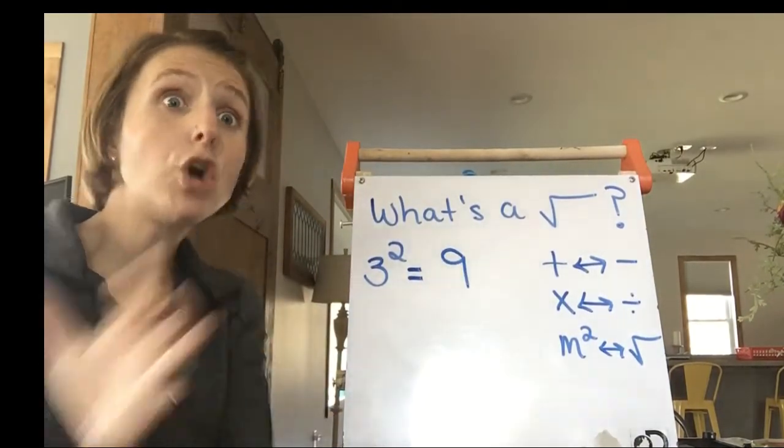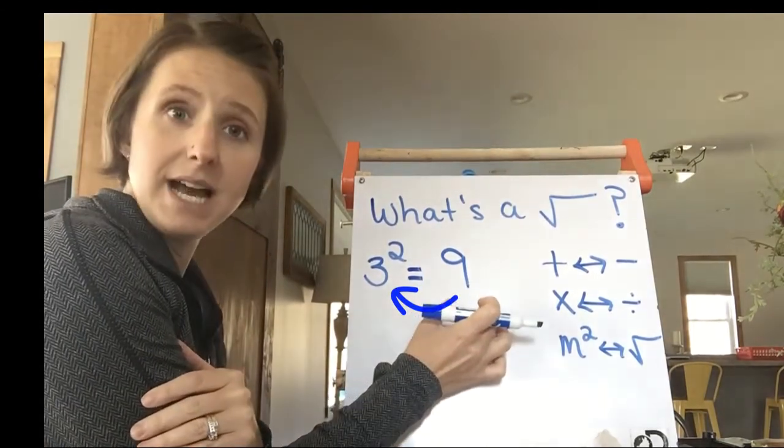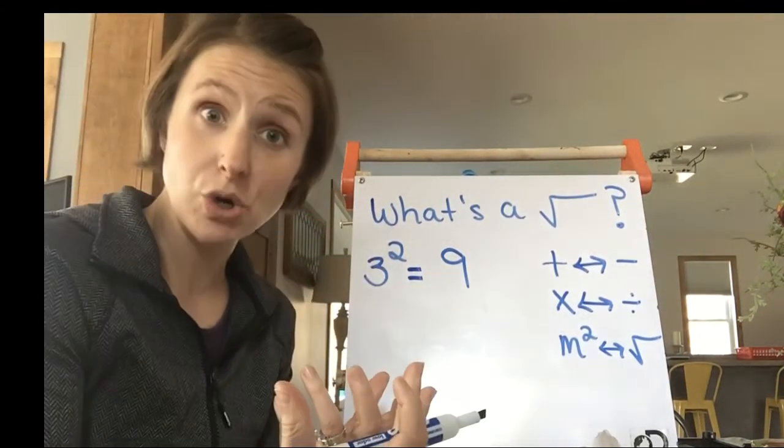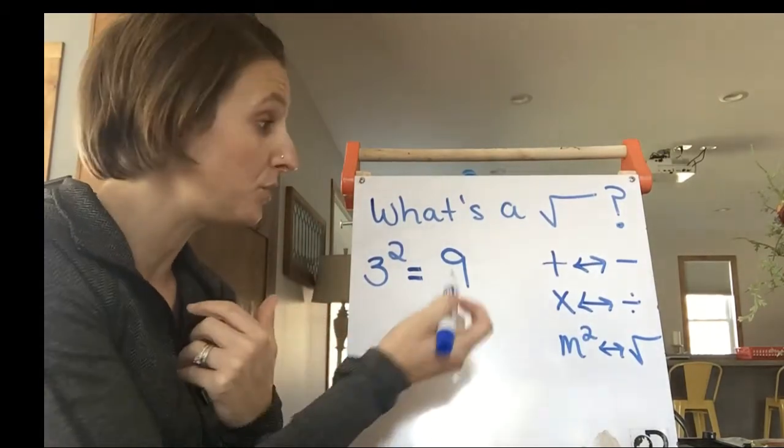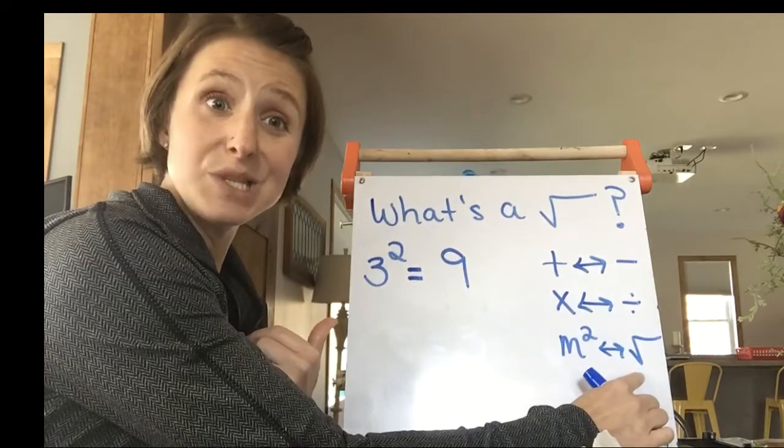Now, what if you wanted to go the other way with this? You wanted to ask people, hey, what times what gives me 9? Is there a way that we could show that in math? Is there a symbol that we could use to undo squaring a number? You bet. It's the square root symbol.